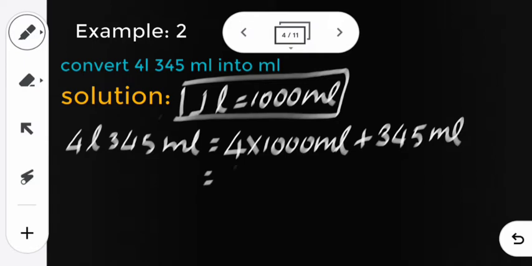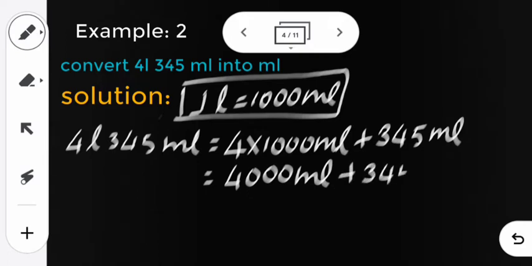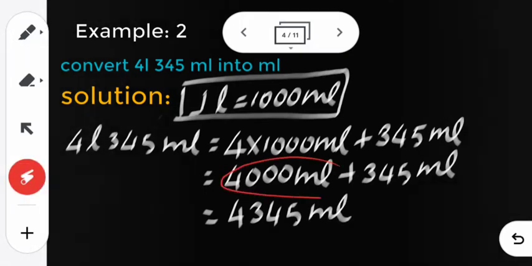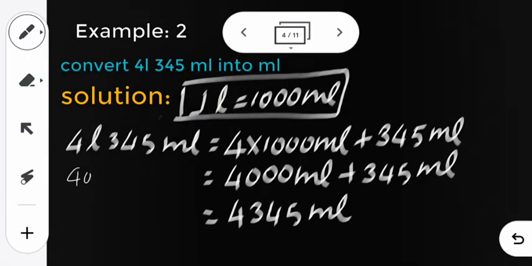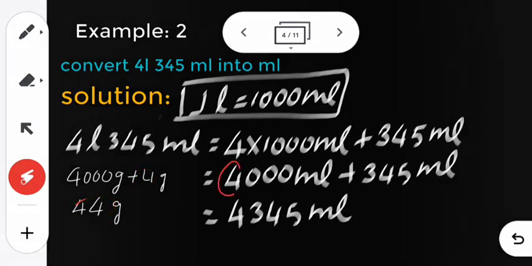Okay, now 4 into 1000, 4000. So 4000 milliliter plus 345 milliliter. So 4000 plus 345, 4345 milliliter. Okay, now in this addition all the digits are there, so it is easy, but sometimes you make mistake. Last time it was like 4000 gram plus 4 gram, and somebody had written 44 gram. They just put this number and this number, that's all, because here also we are putting this number and this number, so the same way you have just joined and written the answer.